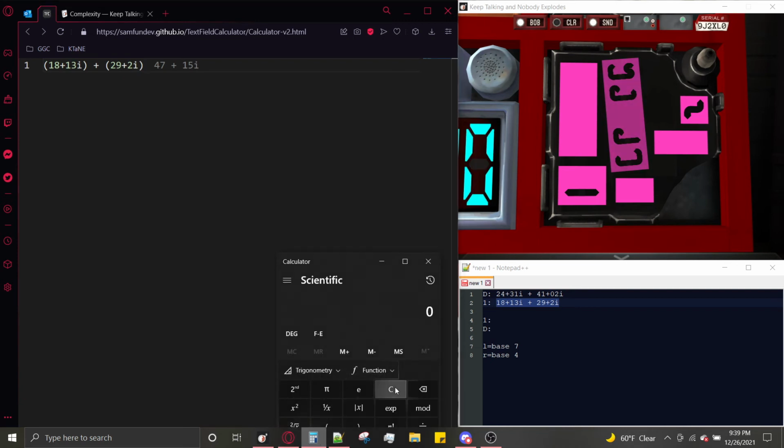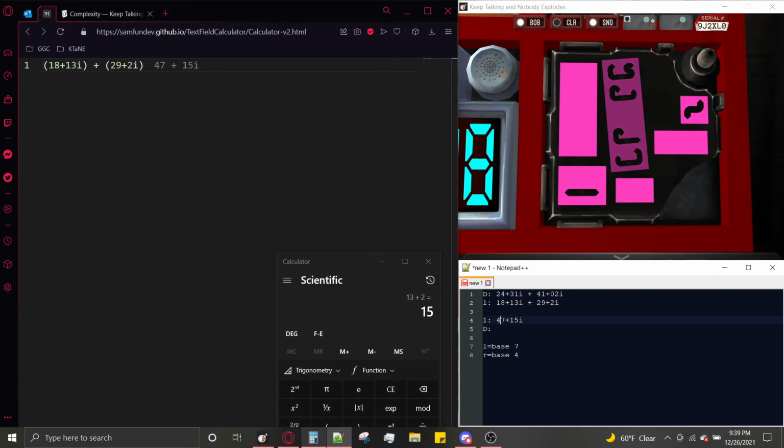So how we would normally do this is the left side plus the right side gives us 47, and the left side plus the right side gives us 15. Simple as that. So, now we're ready to submit.